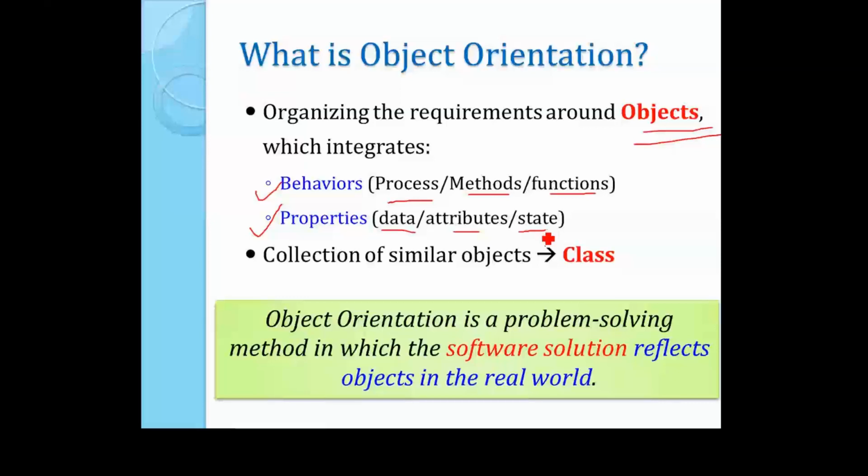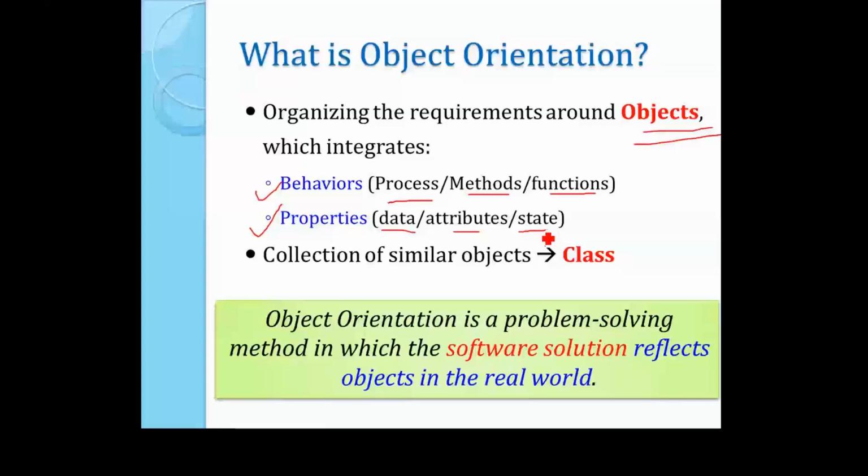Behavior means functions. For example, if you take a laptop, I can shut down the laptop, I can turn on the laptop, I can charge the laptop. These are some of the functions. If you take properties, the size of the laptop, the color, its configuration, all these are called properties. So any particular thing which is physically existing in this world, which I can touch and feel, is called an object. So it has both properties and behaviors.